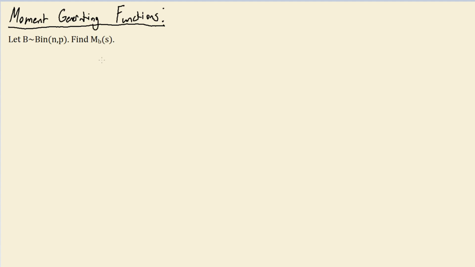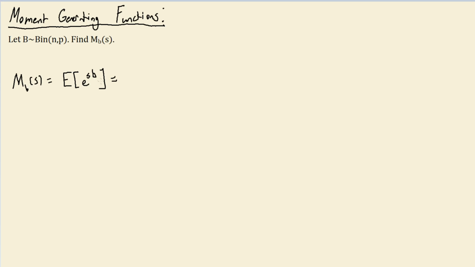Alright, so let's get started here with the binomial distribution. We're told to let B be a binomially distributed random variable with n trials and a probability of success, so to speak, of P. We're asked to find the moment generating function of B. We know from our definition of the moment generating function that this is just going to be equal to the expected value of e to the s, and then we need to institute some dummy variable here. I'm just going to use the letter b because it corresponds with our random variable as we denoted it. But you don't have to use b, you could use whatever you want.